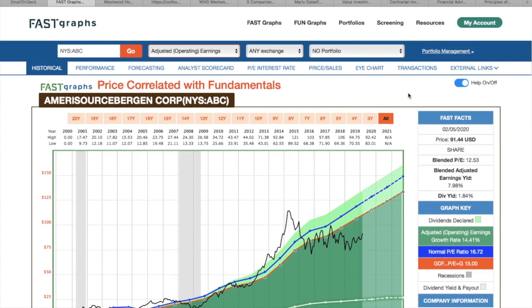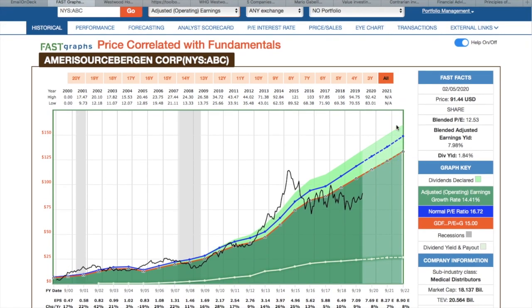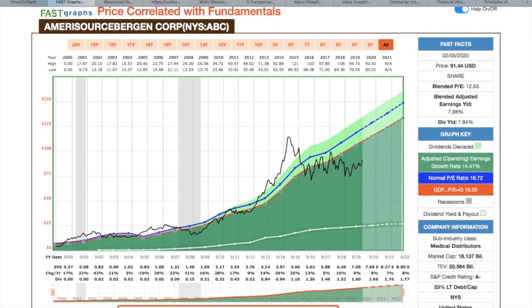And what this website is good at is showing the relationship between the fundamentals of a stock and the stock price. And the stock I have up here on the screen right now shows a perfect example of this. This is AmerisourceBergen, a stock that's been around for a while. It's a medical distributor. And what you see here on this graph is an orange line and a blue line. The orange line essentially represents the earnings at a PE ratio of 15. So the orange line is how much money the company is making each year. And the black line is the price of the stock. And what you see is the black line almost perfectly follows the earnings line over time.